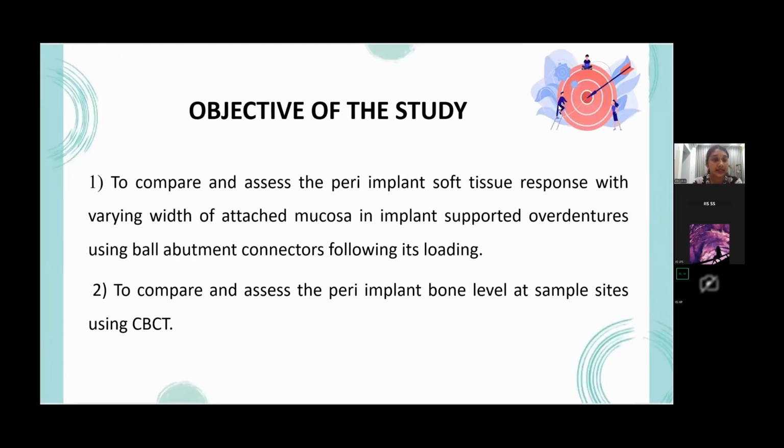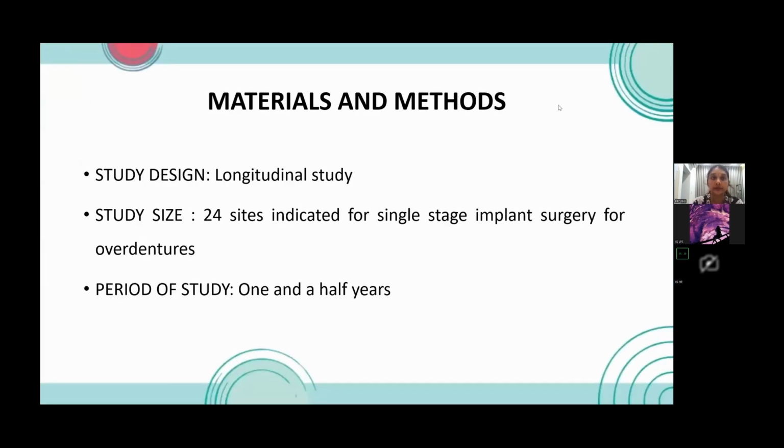The objectives of the study were to compare and assess the peri-implant soft tissue response with varying width of attached mucosa in implant supported overdentures using ball abutment connectors following its loading, and to compare and assess the peri-implant bone level at sample sites using CBCT.